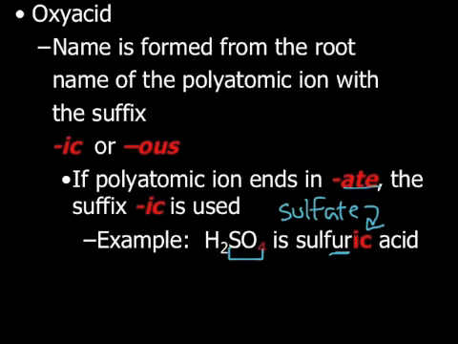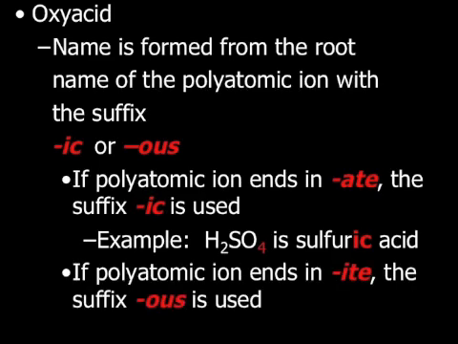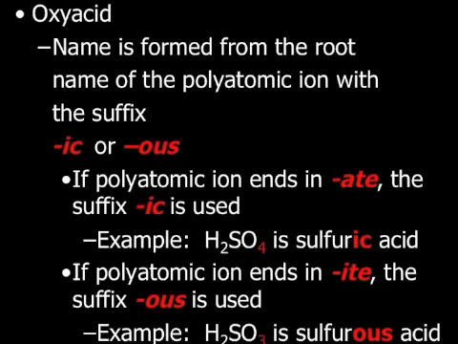One way to remember this ate to ic is, I ate acid, I feel icky. If the polyatomic ion ends in ite, then you use ous. Our other example here is H2SO3, which becomes sulfurous. SO3 was sulfite instead of sulfate like we had up here. Sulfite, ite, becomes ous, sulfurous.